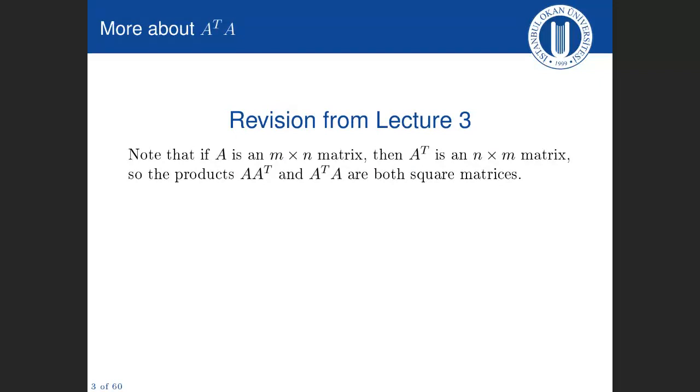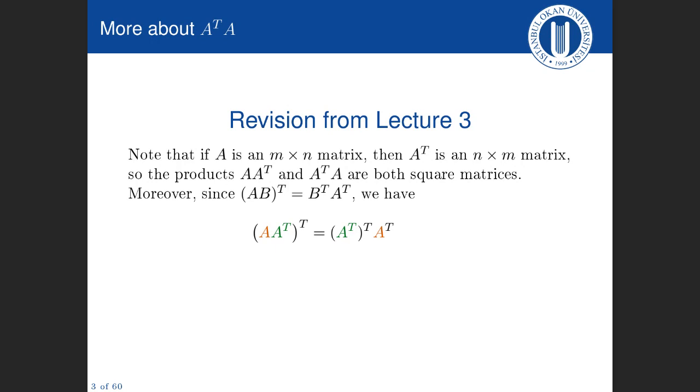If A is an M by N matrix, then A transpose, where we swap rows to columns and columns to rows, is an N by M matrix. And then we can multiply A and A transpose together, because then the sizes are correct. A A transpose and A transpose A are both going to be square matrices.